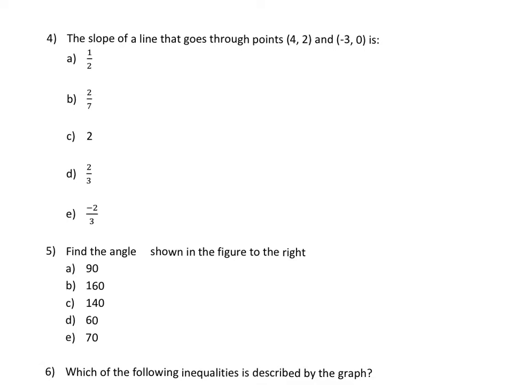Okay, page 2 of the practice test. Question 4, we want to find the slope of a line that goes through these 2 points. Now the first thing I'll check out is what's happening with the answers. One thing I'll notice from the answers is that we've all got single numbers. There's no x's or anything attached to them.